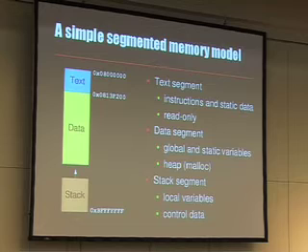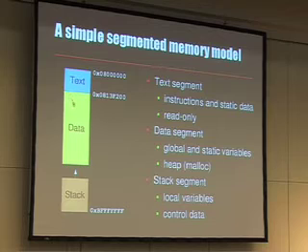Okay, let's go into the memory model. This is a very simple segmented memory model, and actually this is very close to the model that Linux is using. We have the lower addresses on the top right here, and the higher addresses are right down here. The first part of the memory is used for the so-called text segment, and the text segment contains all the instructions and all the static data. And this segment is just read-only. You cannot go there and modify the code, because that will give you segment violations.